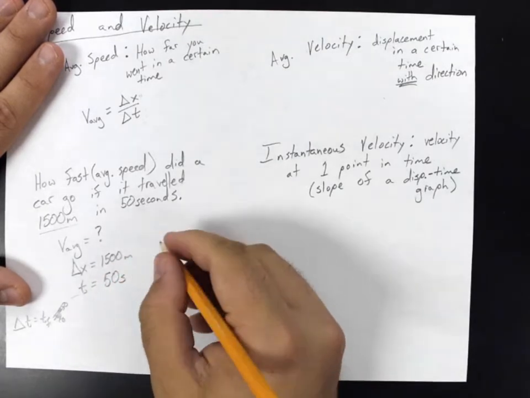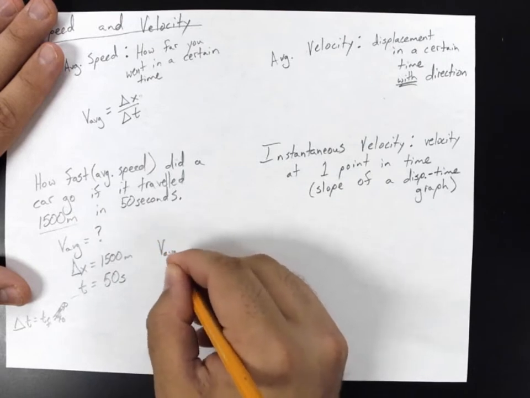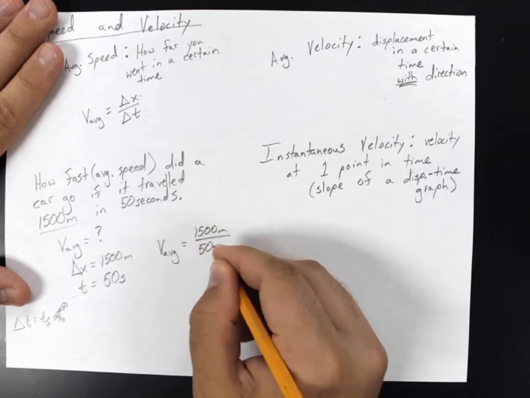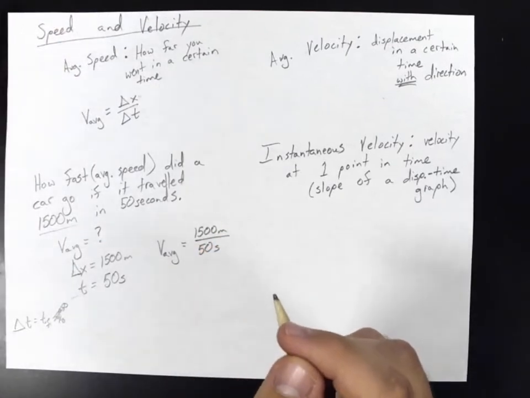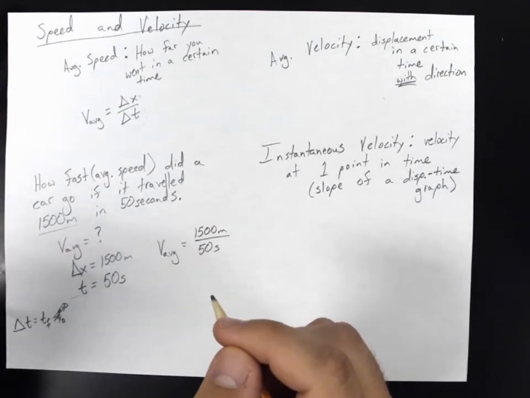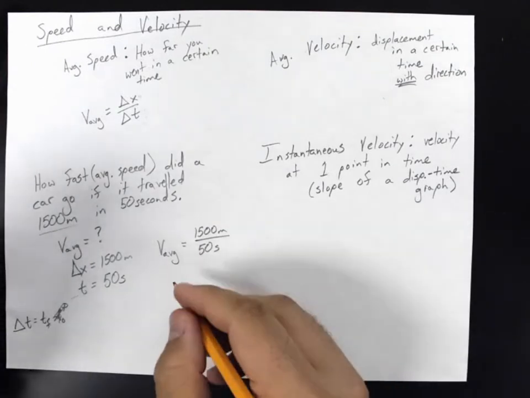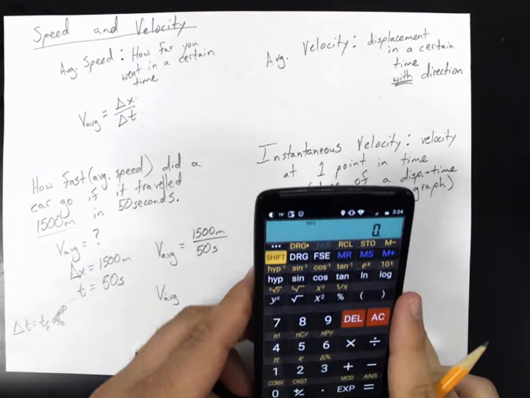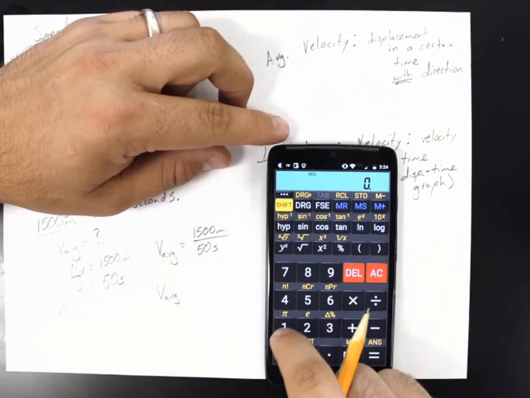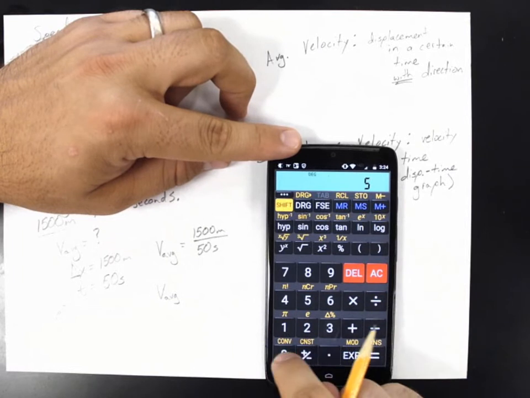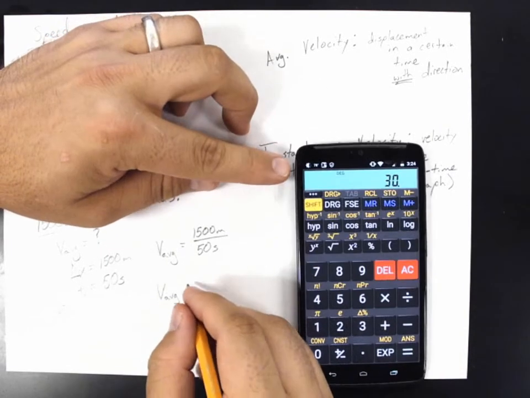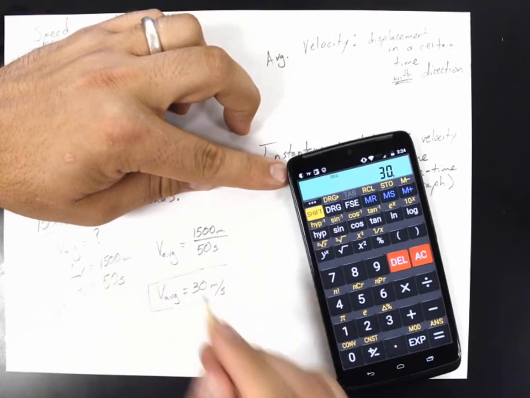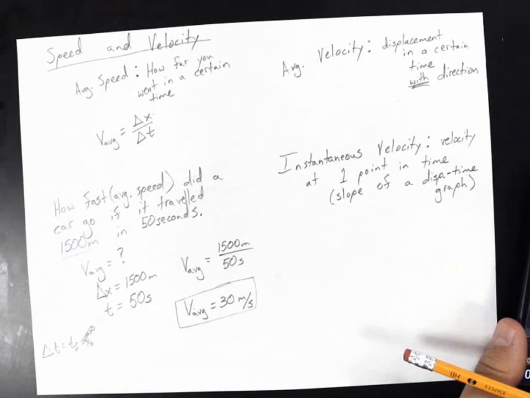Now we put it into our equation. V average equals 1,500 meters over 50 seconds. If you're good at mathematics, you might find that you get 30, but I am always scared, horrified even, that I will mess up a calculation in front of you students. So we're going to go to our calculator: 1,500 divided by 50. Whew, good to see. 30 meters per second. So that is our average speed or average velocity, depending on what we're looking at.